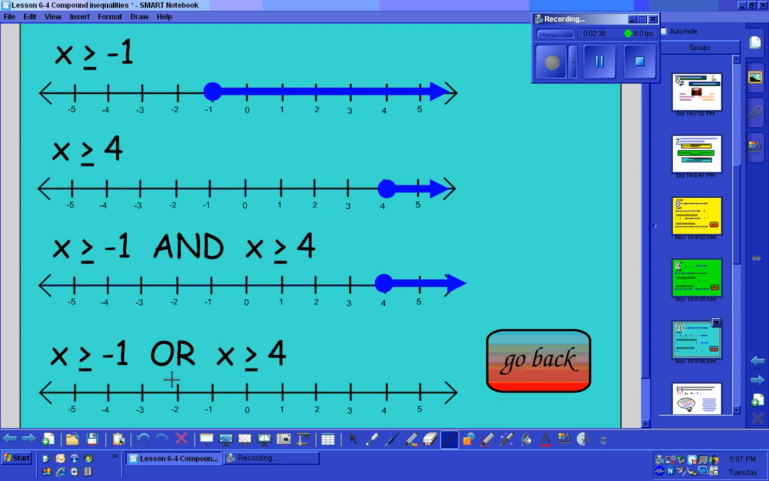Using the word "or" opens it up some more, and anything from -1 and up would be located on at least one of the two lines. Some of the points are located on both lines, and that's okay.